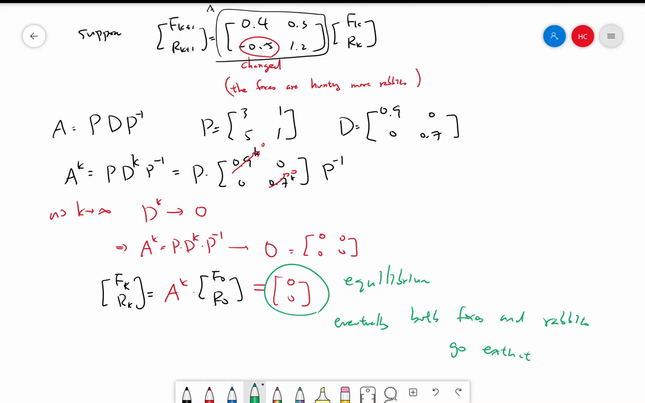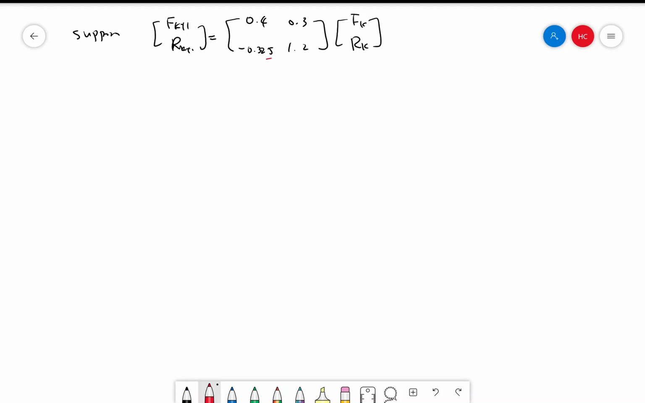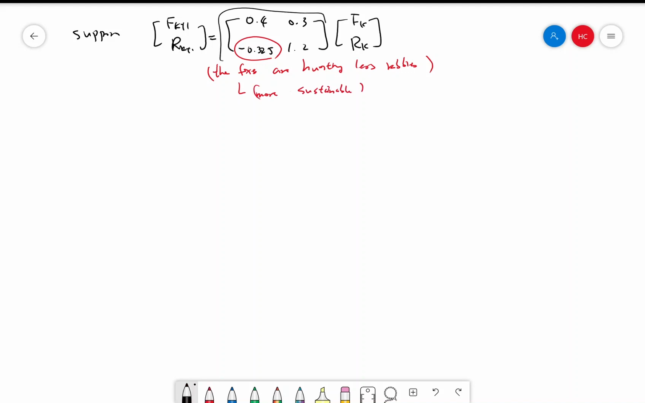So let's do a third case. So let's suppose (f_{k+1}, r_{k+1}) is, let's see, the three positive entries are the same, but the bottom left entry is smaller. So this entry is a little smaller. This means the foxes are hunting fewer rabbits. So basically, you can think that the foxes are trying to be more sustainable. All right. So this is the matrix A.